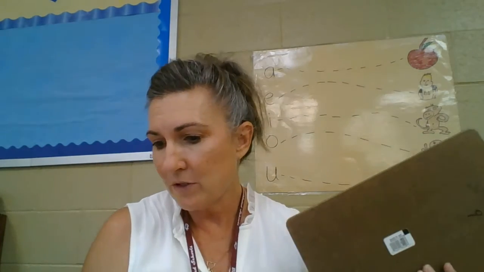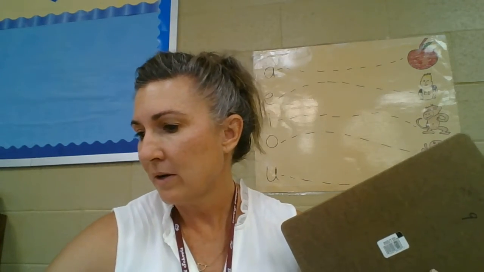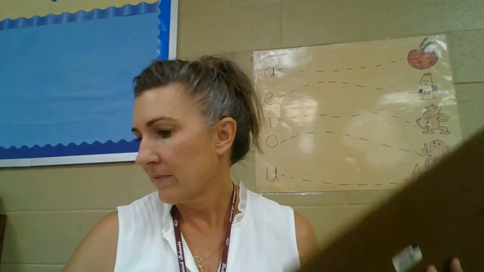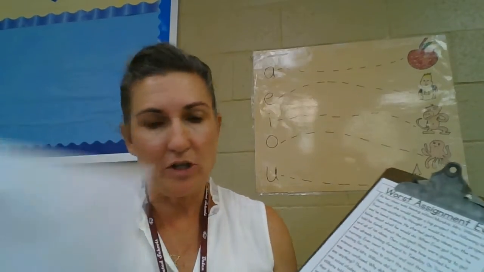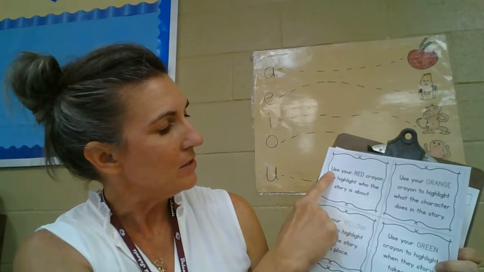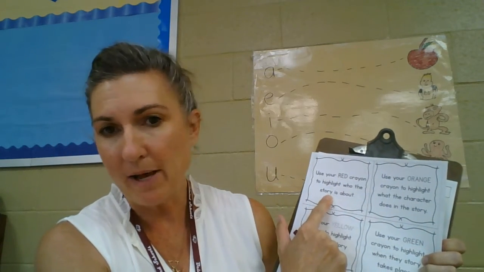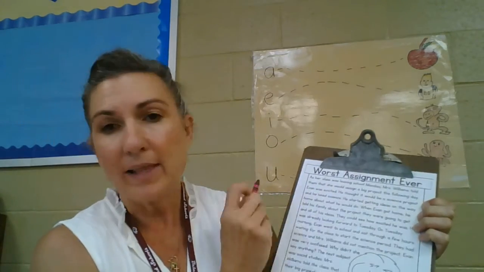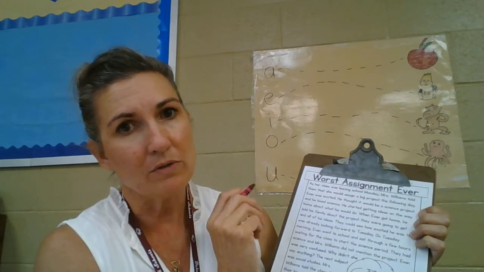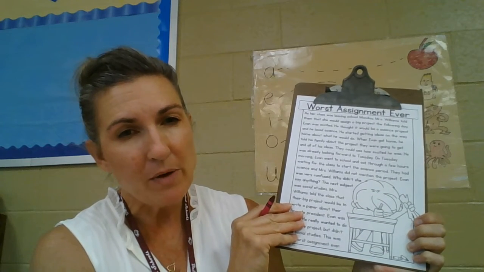Okay, so we've got our crayons, and now the first thing we're going to do, we're going to get our red crayon out. So you got your red crayon, and the instruction on our little box says use your red crayon to highlight who the story is about. So let's think, and we are going to underline or lightly color over. We don't want to cover the words where we can't read them, okay? So our story was about who?